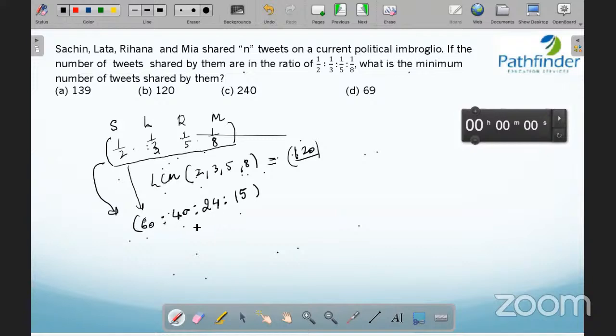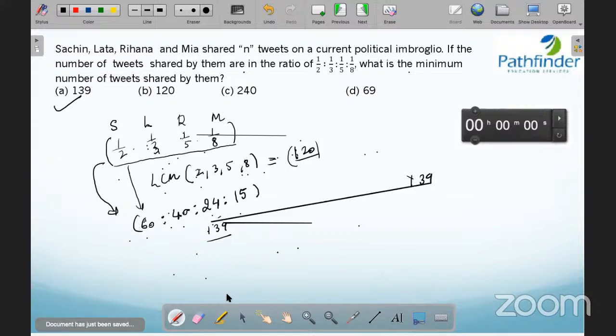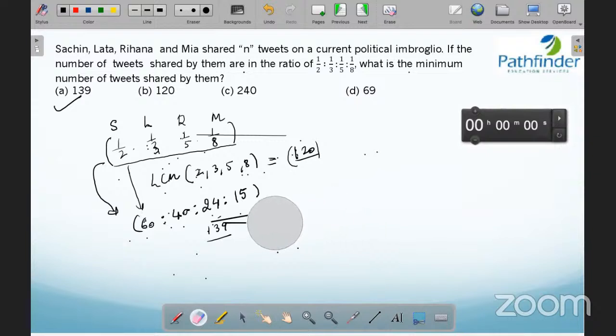The sum of this is 100, 124, 139. So what is the minimum number of tweets here? 139. Why 139? Because unless the number of tweets is a multiple of 139, you will not get a whole number of tweets. Number of tweets has to be a whole number, and therefore it has to be a multiple of 139. But we are asked what is the minimum number of tweets, and therefore we will take the first multiple of 139, that is 139 itself.